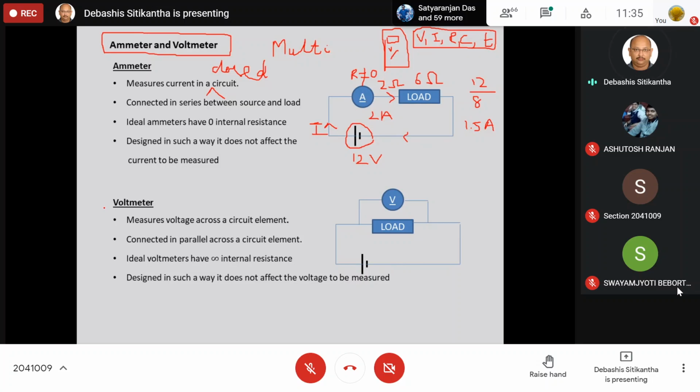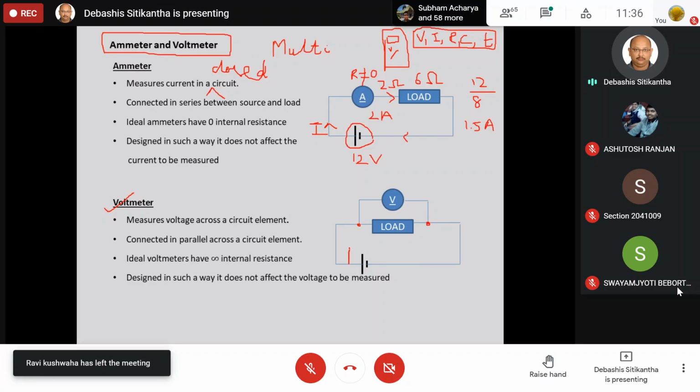Next, let us learn a little bit more about this voltmeter. This voltmeter is used to measure the voltage across any circuit element. So if I want to measure the voltage across the load, I can measure it. If I am interested to find the voltage across the battery, then also I can measure it by connecting it in parallel across it. So here, I am interested to know the voltage drop across this load. Then I have to connect this voltmeter in parallel across this load.